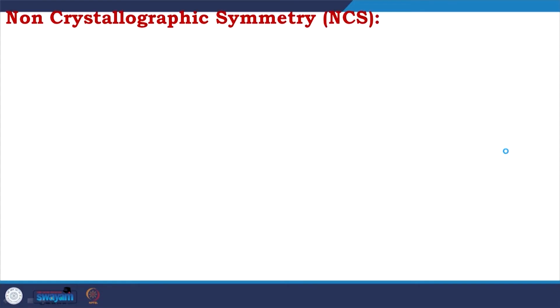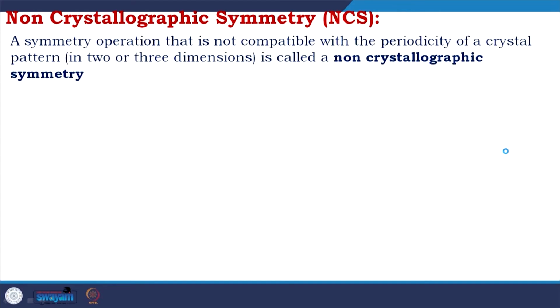Then non-crystallographic symmetry averaging, but before that I want to talk about non-crystallographic symmetry a little bit. A symmetry operation that is not compatible with the periodicity of a crystal pattern in 2 or 3 dimension is called a non-crystallographic symmetry. In one word, I could tell you a very good explanation of non-crystallographic symmetry. What comes from nature is non-crystallographic symmetry.